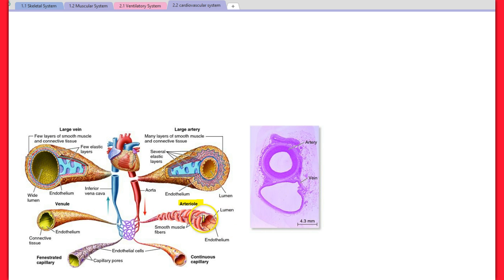We still have our endothelium with our smooth muscle fibres surrounding it. Here on the other side with the venule, we have our endothelium. We have connective tissue which is going to connect it to the vein, but very, very little musculature there at all, even less than what our vein does.